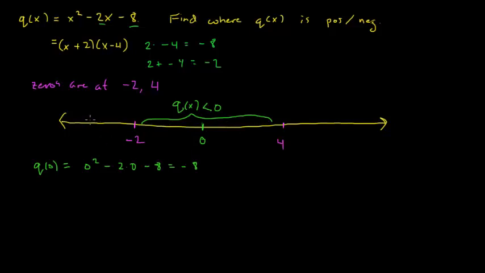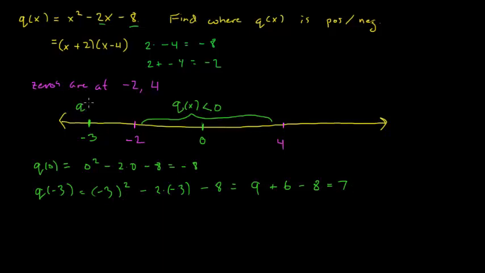If it's negative at one point, it's negative at every point in this interval. We can also test this left portion here. We could try, for example, negative 3, q of negative 3. Alright, so that's negative 3 squared minus 2 times negative 3 minus 8. Negative 3 squared is 9. Negative 2 times negative 3 is positive 6. And subtract the 8, and we get q of negative 3 is 7. That's greater than 0, so then q of x must be greater than 0 everywhere in this region.